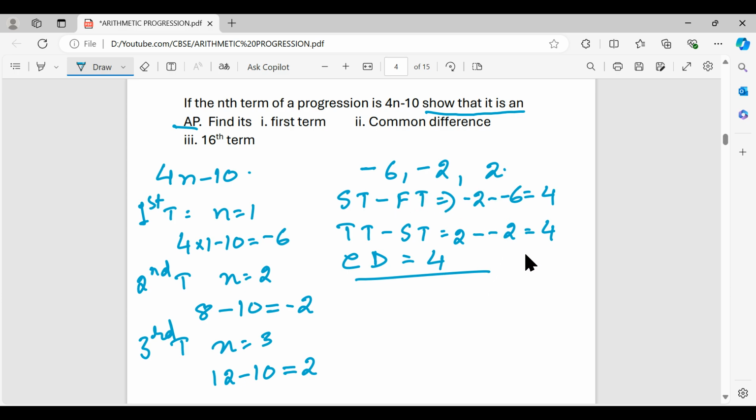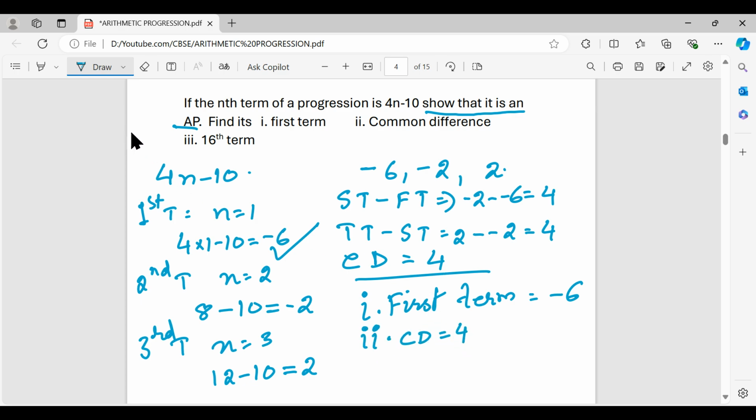Now this is done. Already we have done it here. The first term is minus 6. Then the common difference: since we have proved that this is an AP, the common difference has to be the same, and we have got it already. So your common difference is 4.